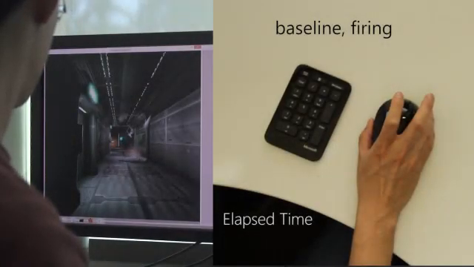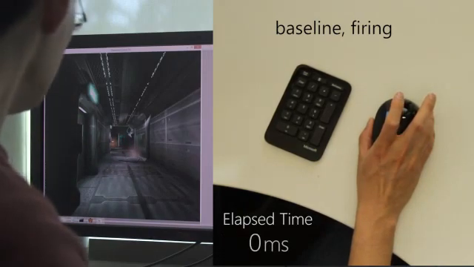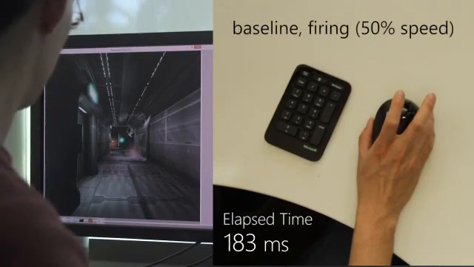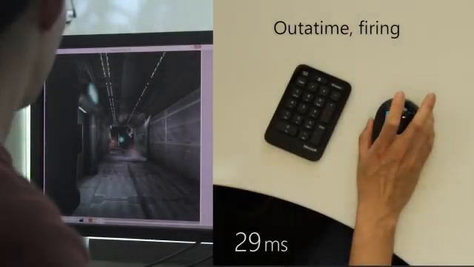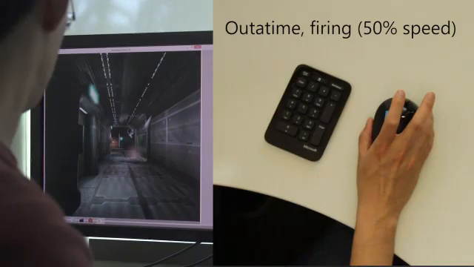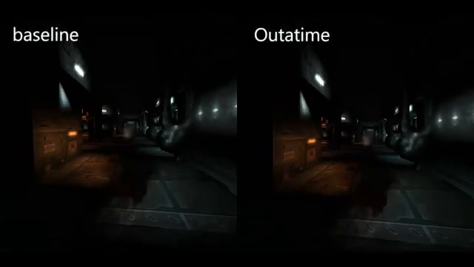Let's next look at a case of triggering an in-game action, such as firing a weapon. Again, in the baseline case, note the delay between click and on-screen event. Now, observe the improvement. A direct comparison highlights the differences.